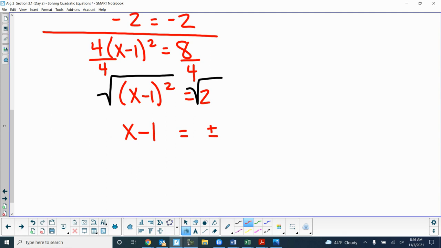And is 2 a perfect square? Can I do a factor tree and pull out any perfect squares? No. So I just leave it as the square root of 2. I'm not finished because x isn't alone yet. How do I get x alone? Add the 1, right?